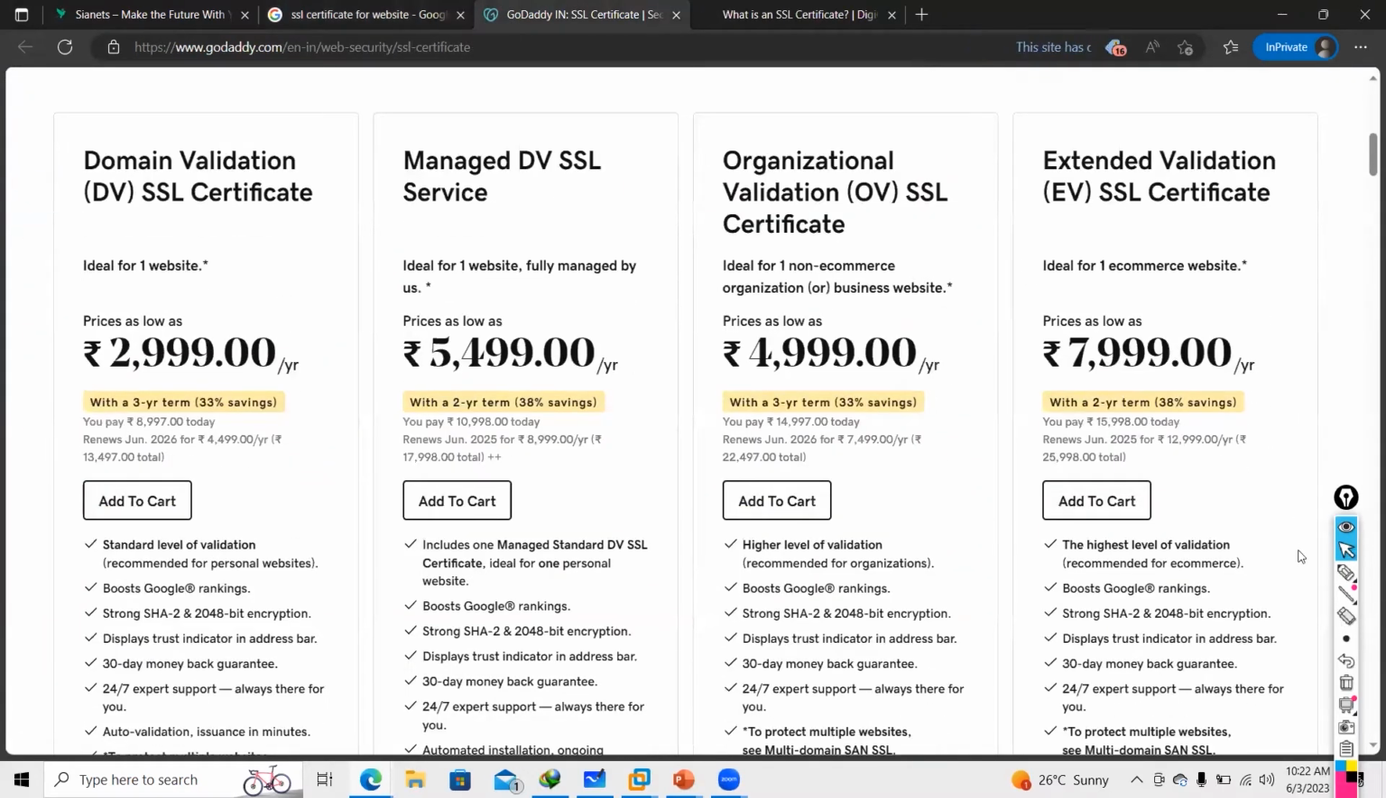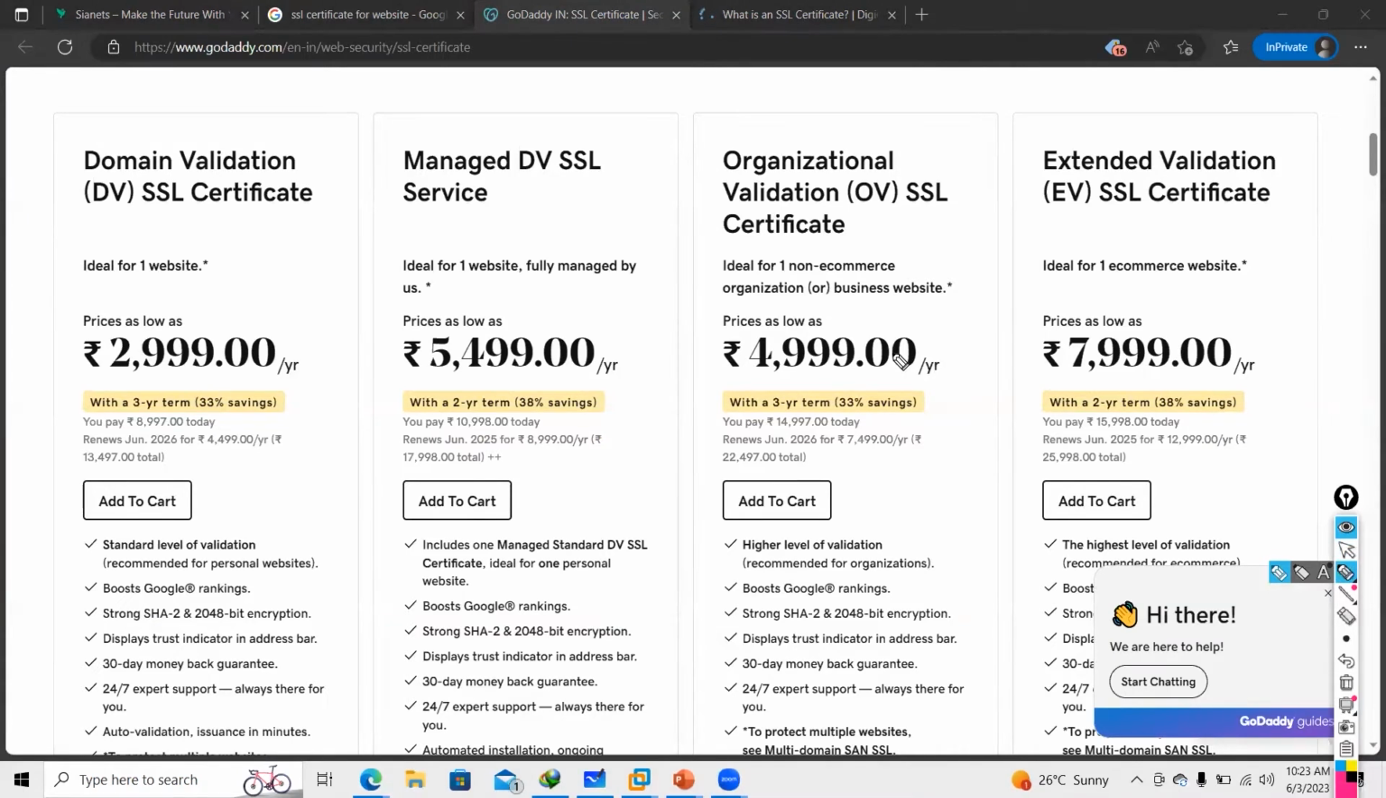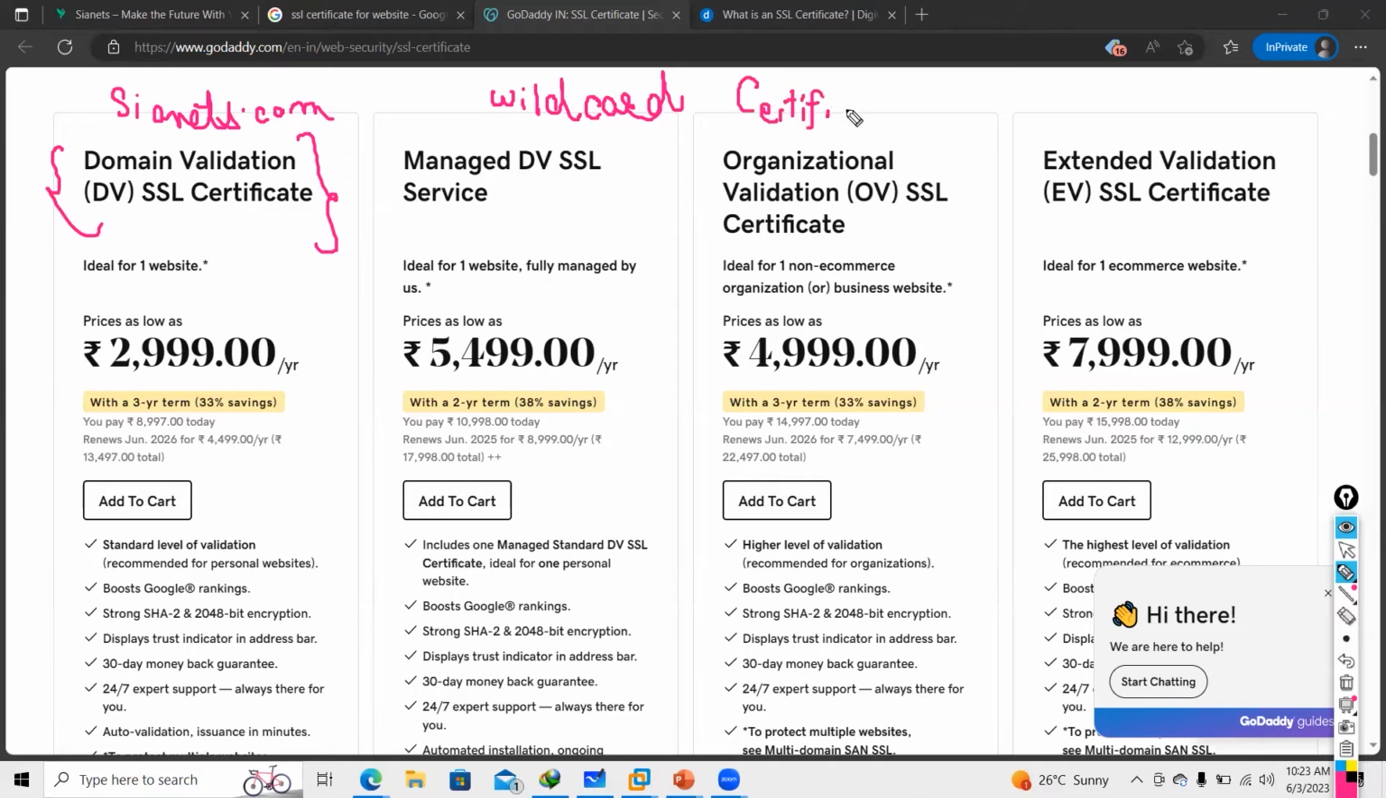So see. So how many types of certificates are there, guys? One is domain. Domain certificate is, let's say, sianets.com. One certificate is wildcard. What does that mean, guys? You need to understand the difference between a domain level certificate, a wildcard certificate, and another one is a SAN certificate. See, basics are important. SSL people know, but some people will ask this question: what is the difference between a sianets.com domain level certificate? What does a wildcard certificate mean, and what does a SAN certificate mean?